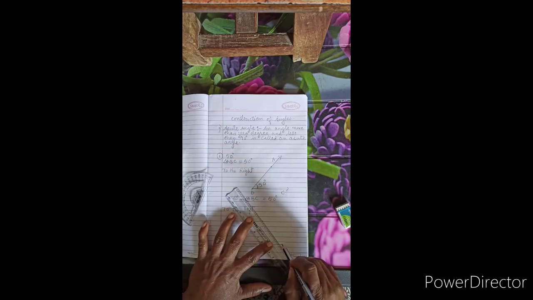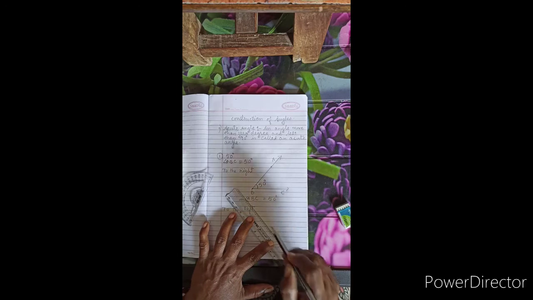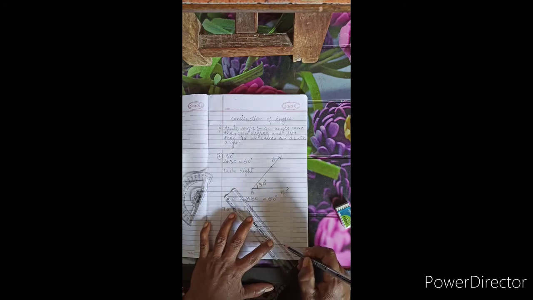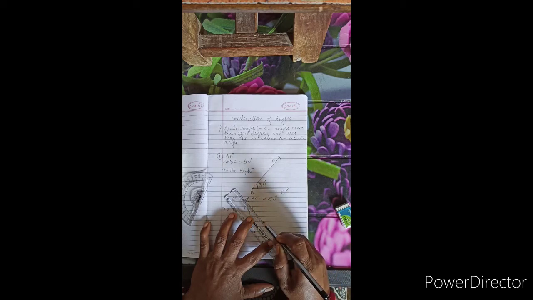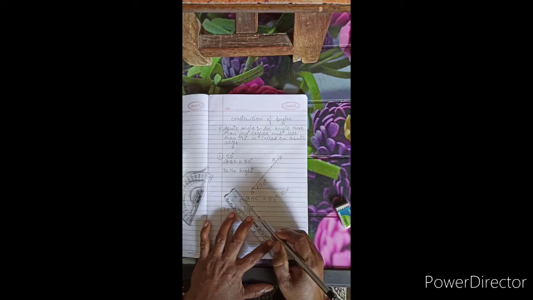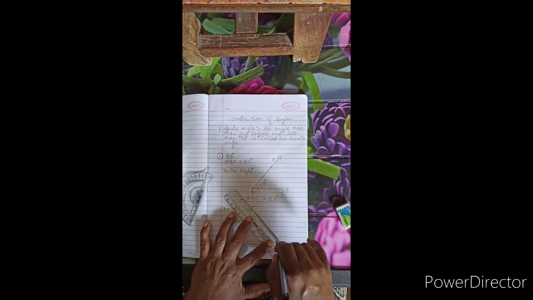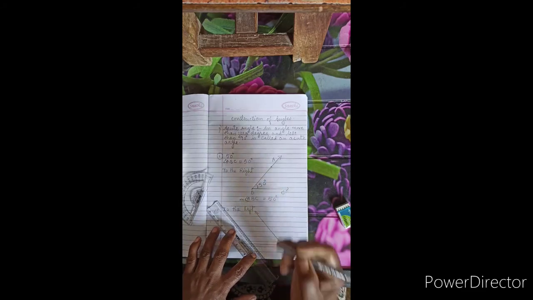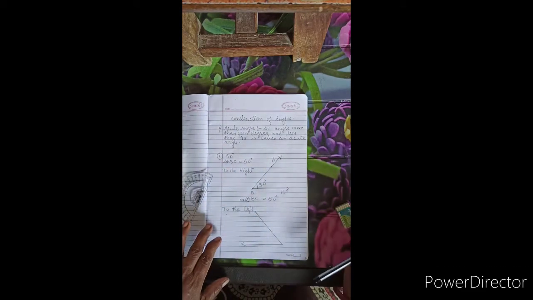Again come to this point, keep the pencil point, touch the scale. See that in both the places when you keep the pencil point on the point, the scale is touching the point. Then passing through both the points, draw the line. Mark the ray this side in this way.